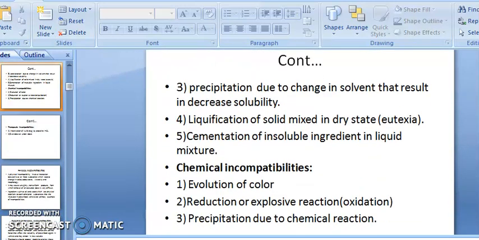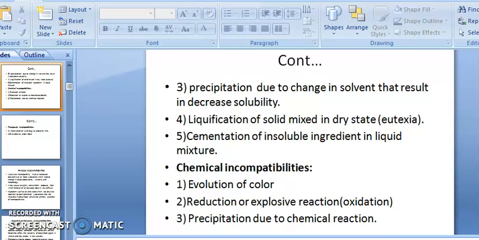Precipitation due to change in solvent that results in decreased solubility. If you are combining two drugs, or a drug plus a liquid, it leads to precipitation. Precipitation means there is a formation of solid, which leads to a decrease in solubility. It means there is no formation of a homogeneous liquid.